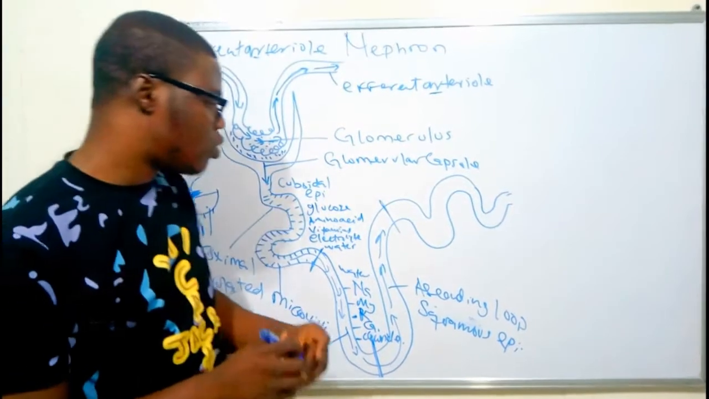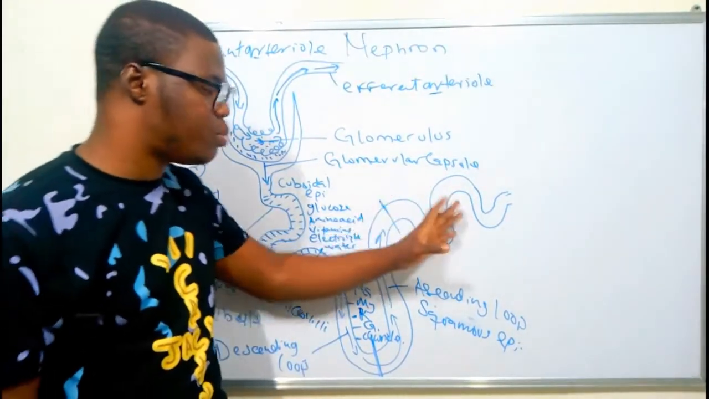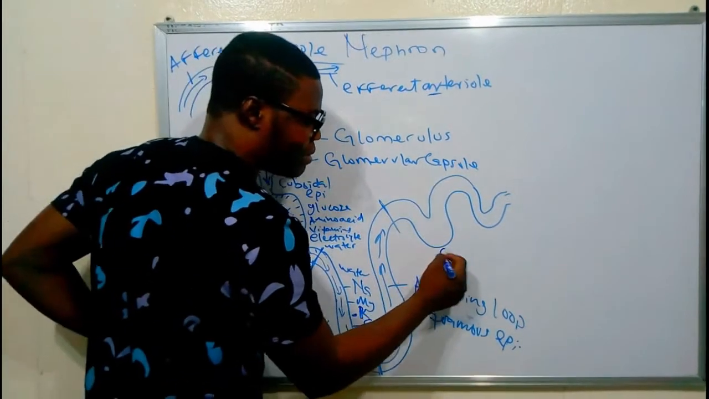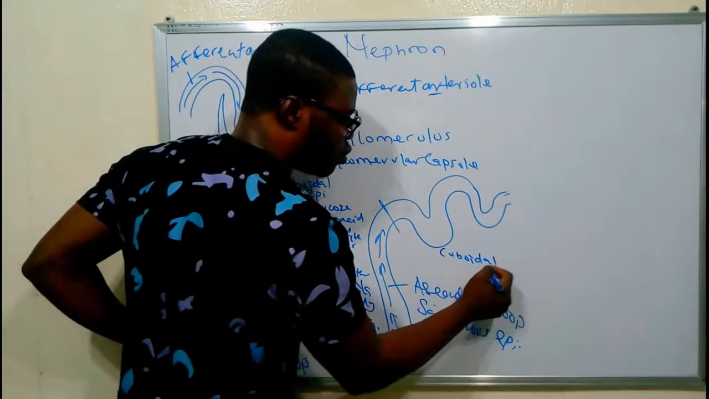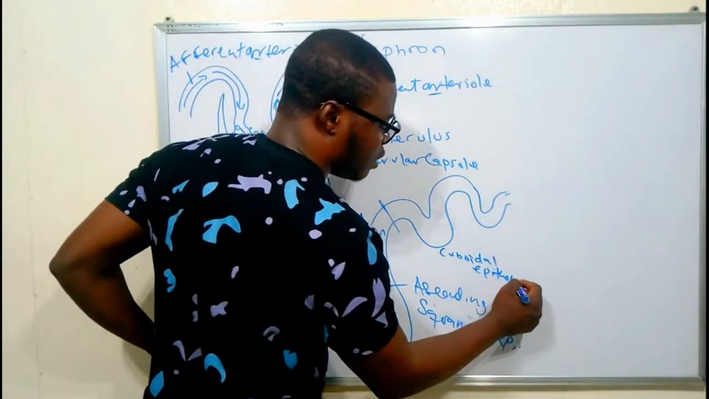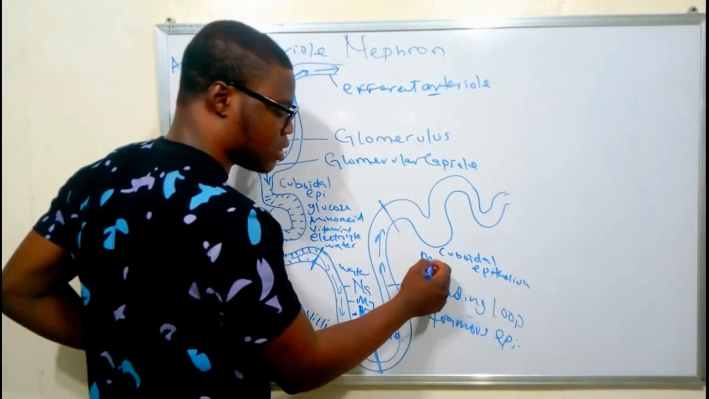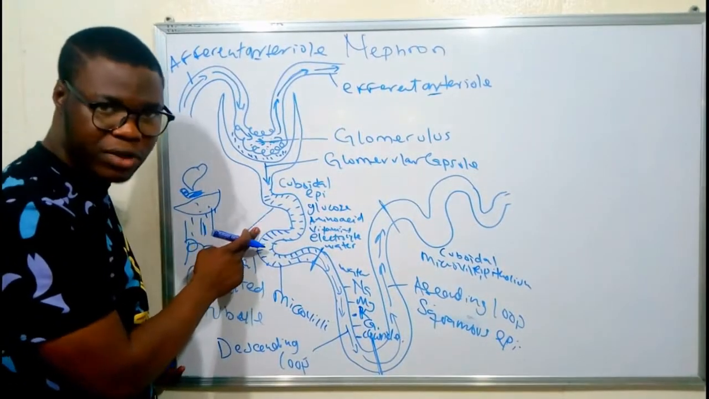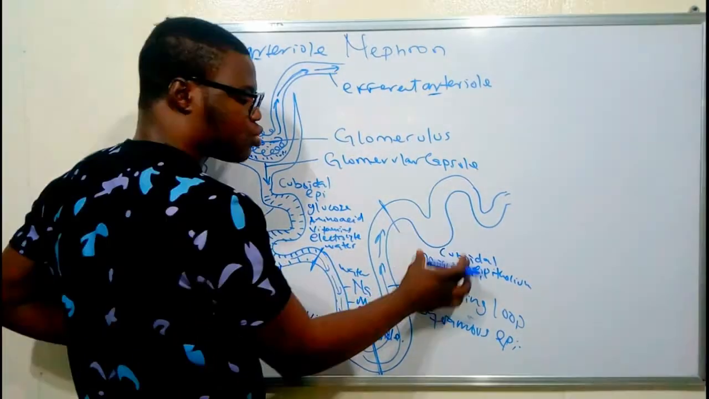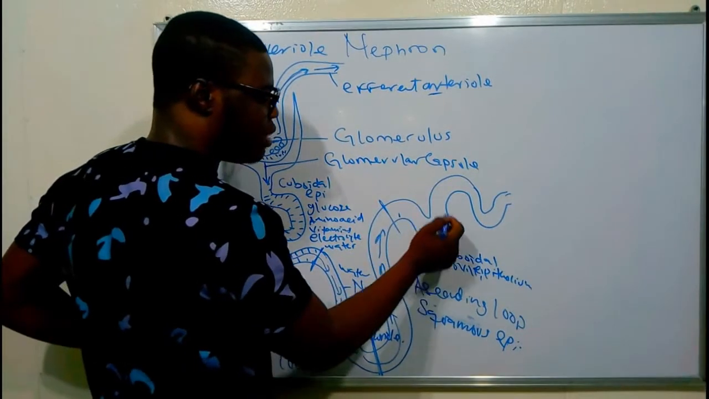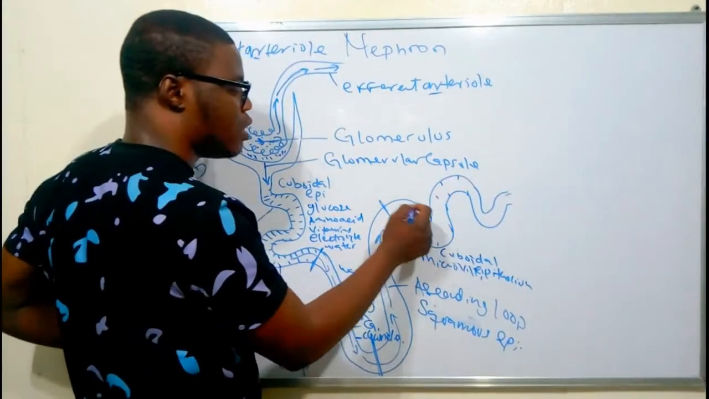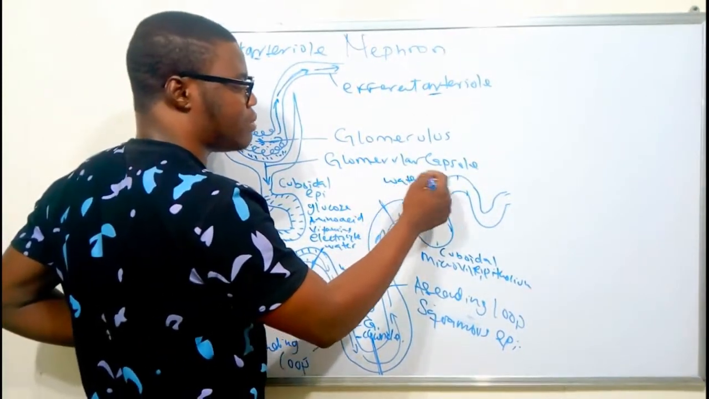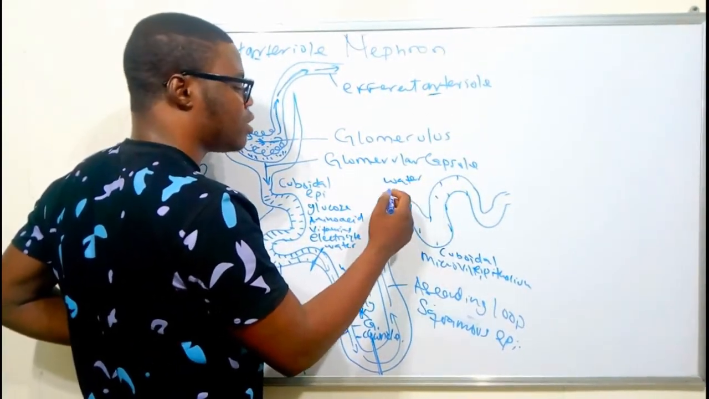So going to the distal convoluted tubule now. The distal convoluted tubule is lined with cuboidal epithelium. And it contains microvilli as well, but not as many as the proximal convoluted tubule. So it is lined with cuboidal epithelium and it contains microvilli as well. So it is responsible for reabsorbing water. It reabsorbs water. It reabsorbs calcium.